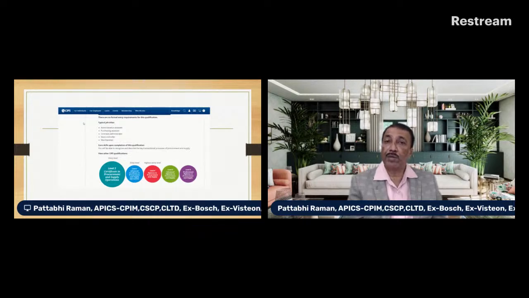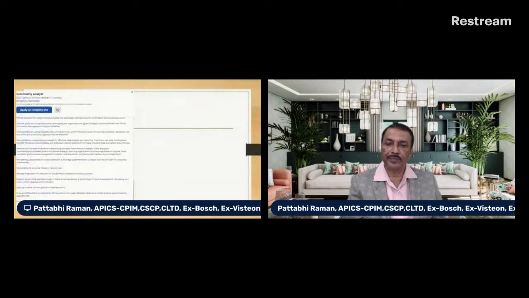They provide both certificates and diplomas, and they have different levels going up to level 6, depending upon your requirement. All this you can Google up, you can get the response. You can see these types of requirements from employers who look for some certification. For example, this is calling for a commodity analyst. They are looking specifically for a CPM.